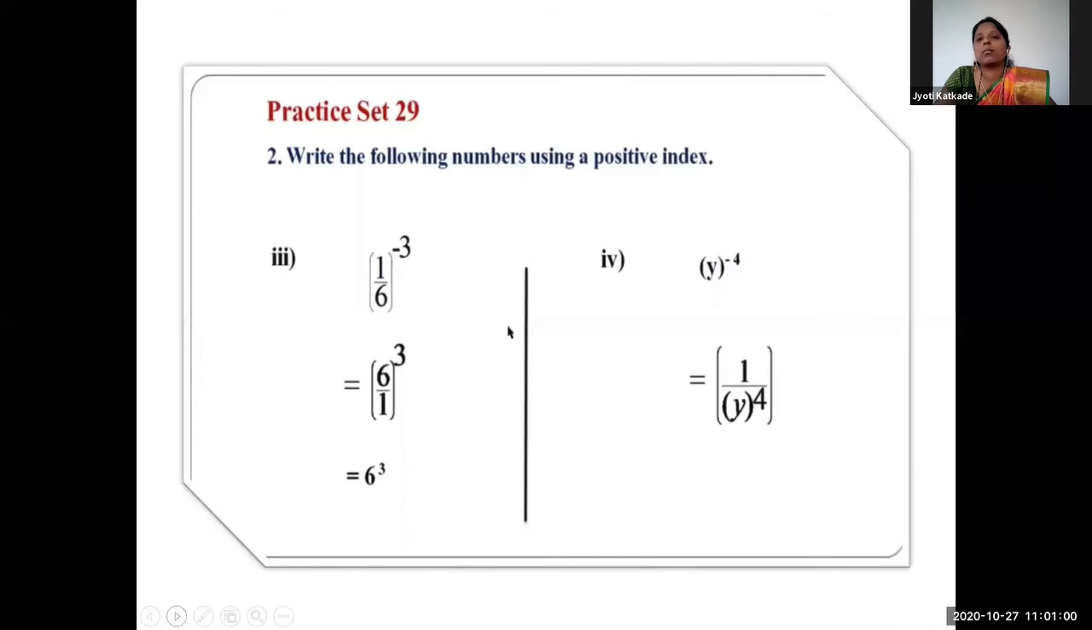1/6 bracket raised to -3. So we have to take positive index, take 6/1 bracket raised to 3. And you know, when at the denominator 1 is there, so it's not necessary to write 1. So our answer is get 6 raised to 3. Fourth example, y raised to -4. Okay.